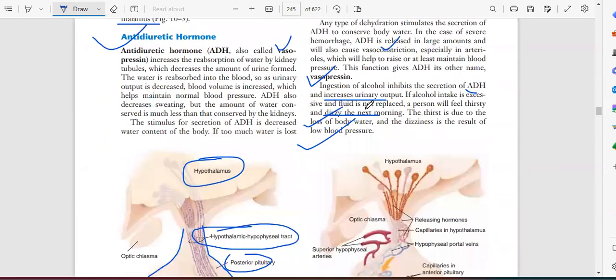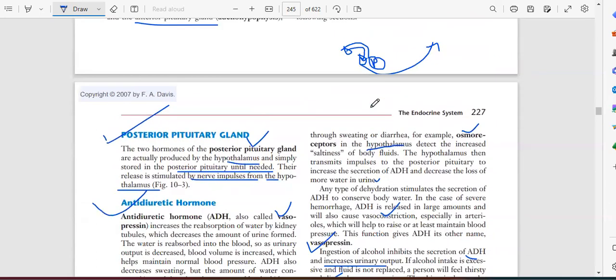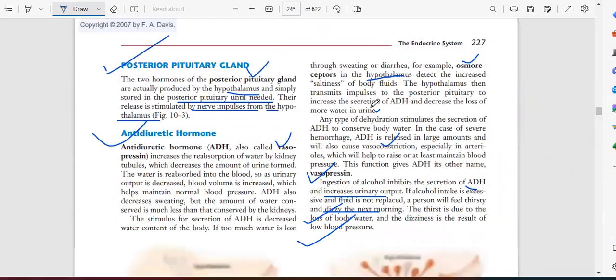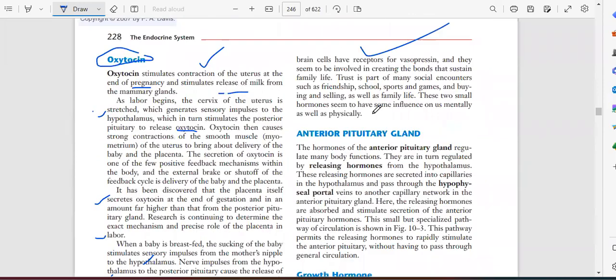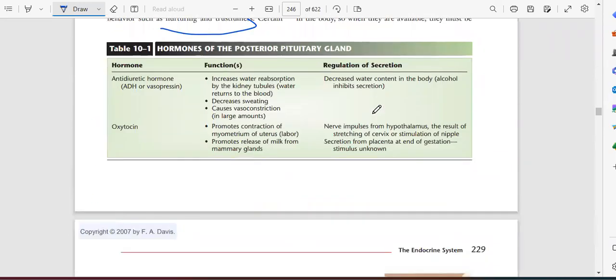Okay, so the posterior pituitary gland releases ADH hormone and oxytocin hormone. So whenever a patient complains, sir, I have a large amount of urine, I am urinating much more than normal, you have to think about ADH hormone. Even if ADH hormone is not working, there is some problem with the posterior pituitary gland.